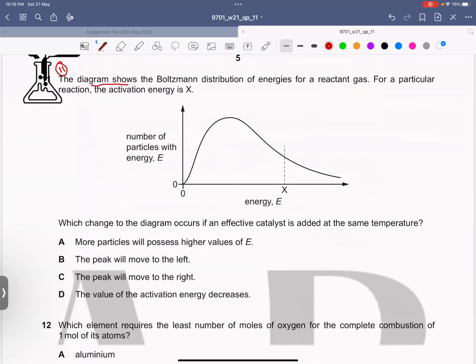The diagram shows the Boltzmann distribution of energy for a reactant gas for a particular reaction. The activation energy is X. Which change to the diagram occurs if an effective catalyst is added at the same temperature? We know a catalyst doesn't change the shape of the curve. X is the activation energy right now, which will become lower by adding the catalyst. So this will be the activation energy with the catalyst, right?